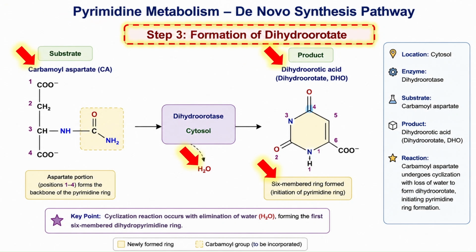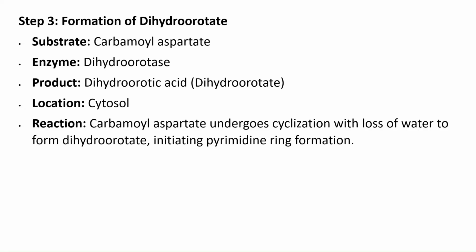or dihydroorotic acid. So to summarize, carbamoyl aspartate now undergoes cyclization by the enzyme dihydroorotase to form dihydroorotate. During this reaction, water is removed and the pyrimidine ring begins to take shape. This is the first true cyclic intermediate in pyrimidine synthesis.